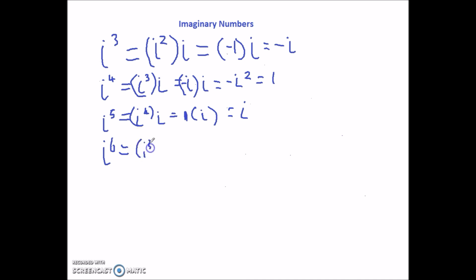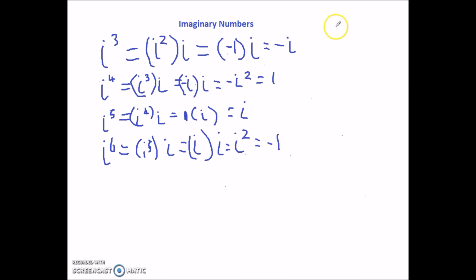So let's carry on as we were. i to the power of 5 multiplied by i. So we know i to the power of 5 is just i. So that leaves us with i multiplied by i, which gives us i squared. We know by the rules, i squared is equal to -1.